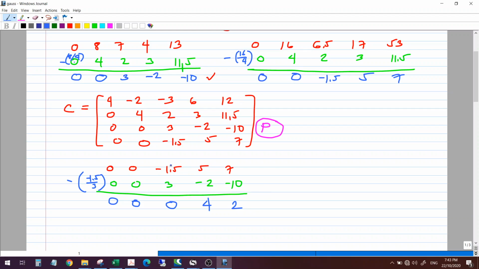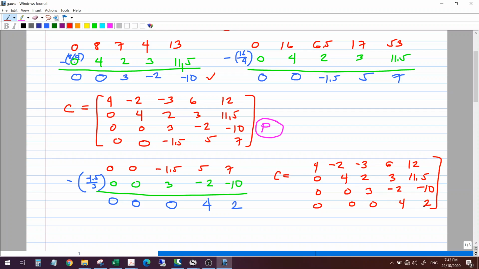Okay, now rewriting down C. So our new C matrix is, okay, C is equal to 4, -2, -3, 6, 12, 0, 4, 2, 3, 11.5, 0, 0, 3, -2, -10, and then the last row is 0, 0, 0, 4, 2. Okay?